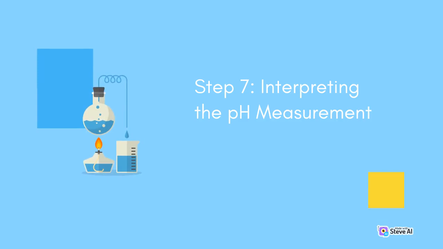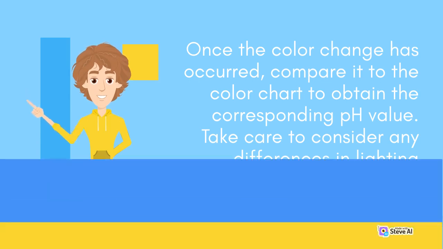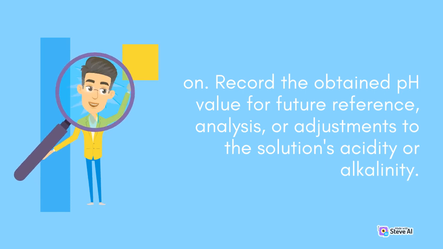Step 7. Interpreting the pH measurement. Once the color change has occurred, compare it to the color chart to obtain the corresponding pH value. Take care to consider any differences in lighting conditions, as this can impact color perception. Record the obtained pH value for future reference, analysis, or adjustments to the solution's acidity or alkalinity.